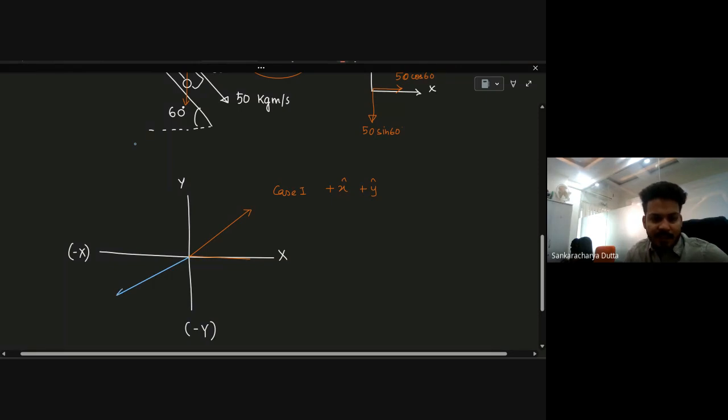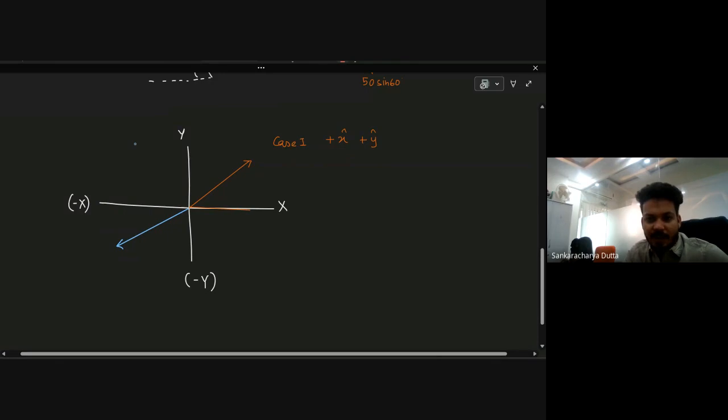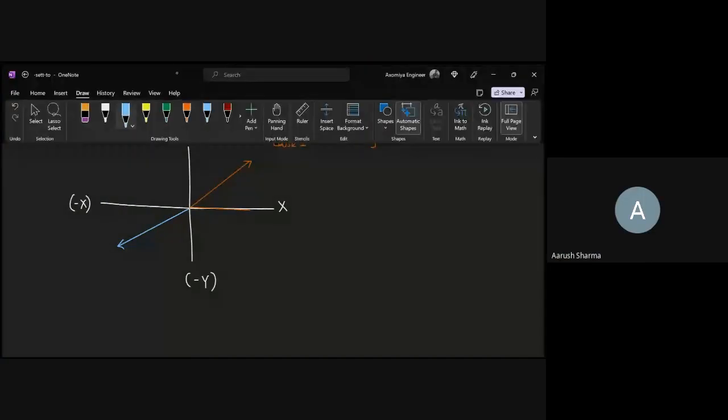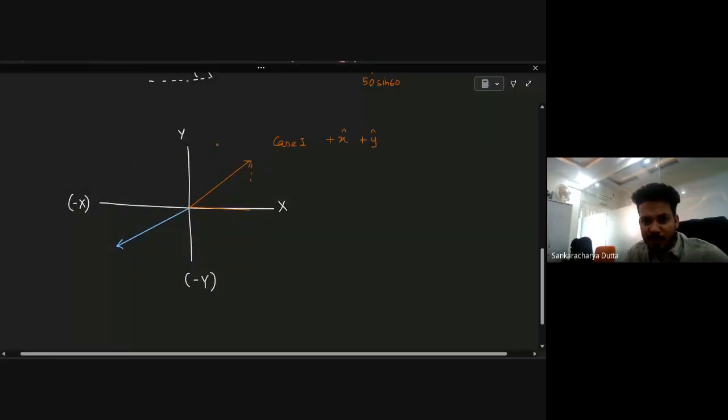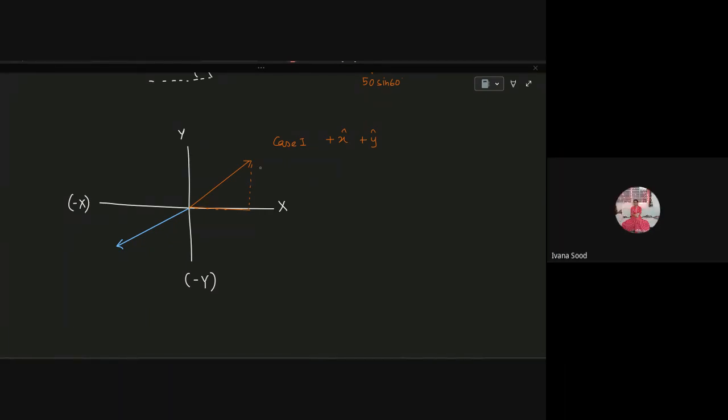Guess, this vector will have components in which two directions? Vector quantities can always be broken down into components in two mutually perpendicular directions. There is no other way. Mutually perpendicular directions you have to break it. Both negative. The blue one would be both negative.